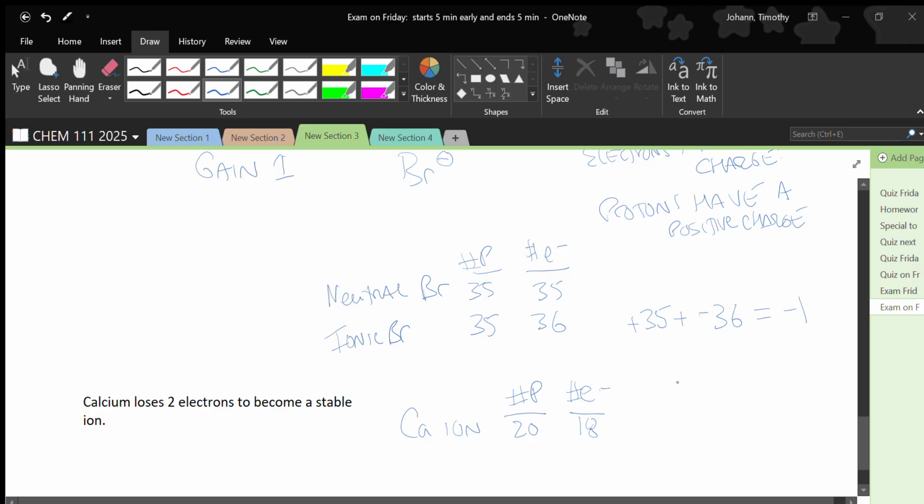So just use this for your formula. Charge is going to be equal to number of protons minus number of electrons, and it'll just be fine. Okay? So the charge is going to be 20 minus 18, which is equal to plus 2. So my calcium ion I would write as calcium 2 plus, like that. Questions on that?